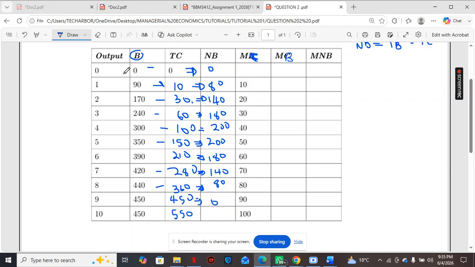So as we see, our net benefit is maximized at 4 and 5 units, at 200. But if we start adding in more units, the net benefit starts reducing. 450 minus 550, negative 100.